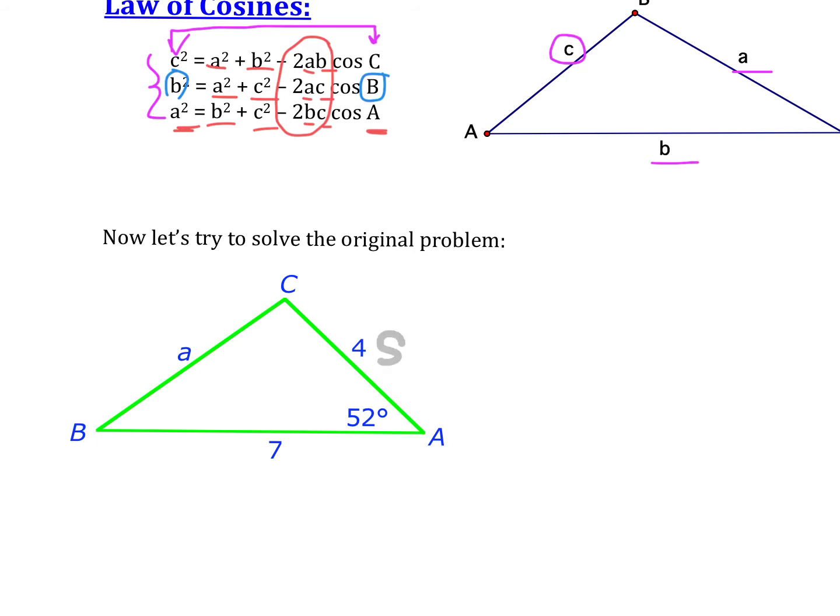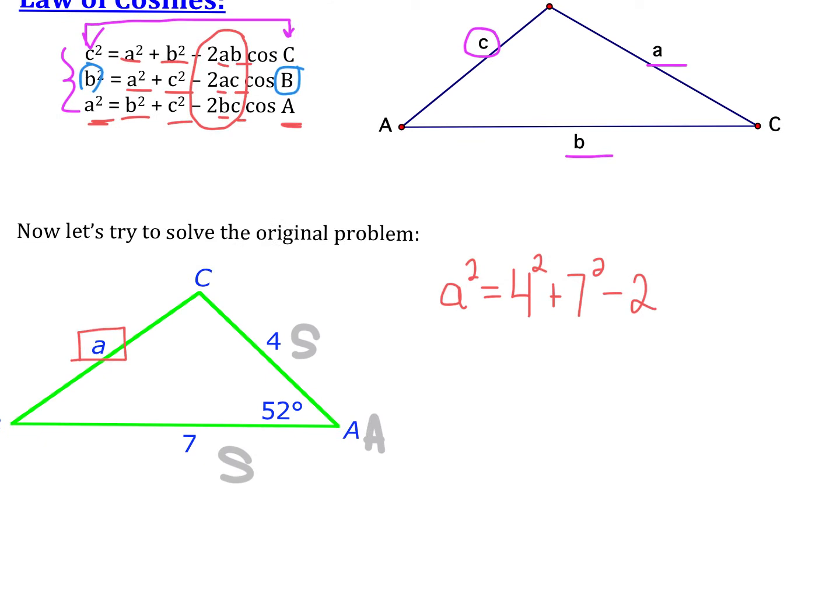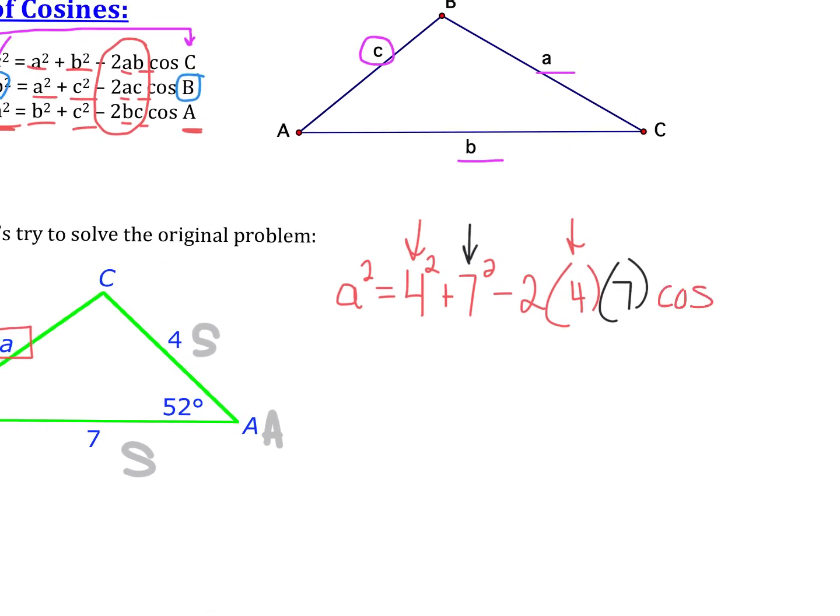What I have here is a side-angle-side situation, so I'm going to use the law of cosines. I don't know this side, so it's a squared equals the other two sides squared, so 4 squared plus 7 squared minus 2, and then I put those two sides: if I had a 4 here, I put a 4 here, and if I had 7 here, I put the 7 here. That's always the case. And then cosine of, if I have side A, I put the angle that corresponds to it, that's across from it. So it's angle A, in this case 52 degrees.